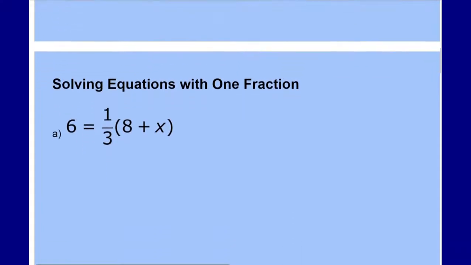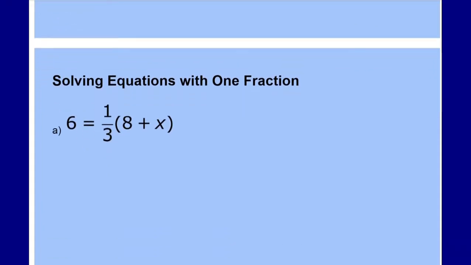So let's look at a couple of one-fraction equations. Here we have 6 equals 1/3 times (8 plus x) in brackets. We have this fraction here, and we see our denominator of 3. In order to cancel this out, I need to multiply both sides by 3. So I multiply the left side, the 6, by 3, and the right side by 3. Multiplying the right side by 3 cancels out the dividing by 3, or that 1/3. And then I'm left with 18 equals 8 plus x.